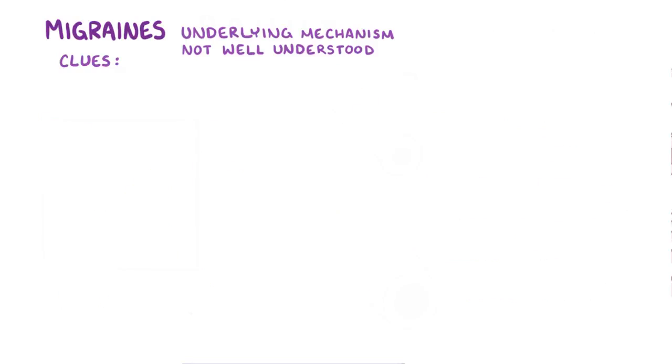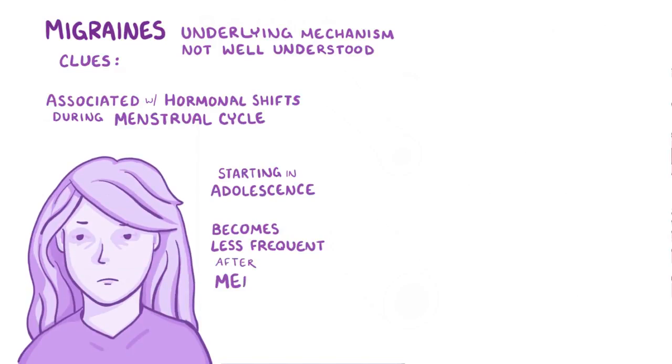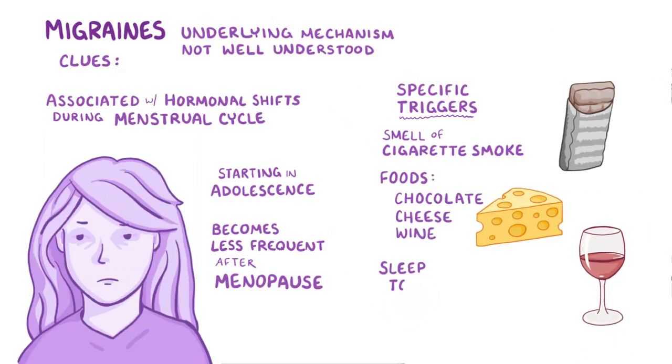In young women, migraines are often associated with hormonal shifts that occur during the menstrual cycle, starting up in adolescence and becoming less frequent after menopause. Migraines are often associated with specific triggers like the smell of cigarette smoke, foods like chocolate or cheese, and drinking wine. Even sleeping too much or too little can sometimes be a trigger.